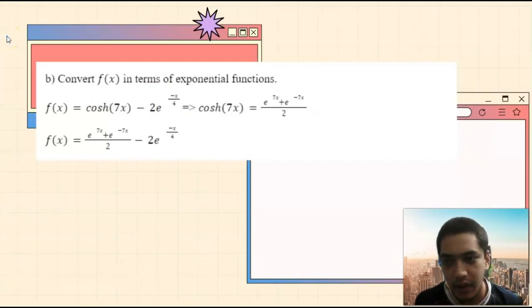For question b, it asks to convert function f(x) in terms of exponential function. It will become cosh 7x minus 2 exponential to the power of negative x over 4, where cosh 7x equals exponential to the power of 7x plus exponential to the power of negative 7x over 2. And lastly, it will become f(x) equals exponential to the power of 7x plus exponential to the power of negative 7x over 2 minus 2 exponential to the power of negative x over 4.